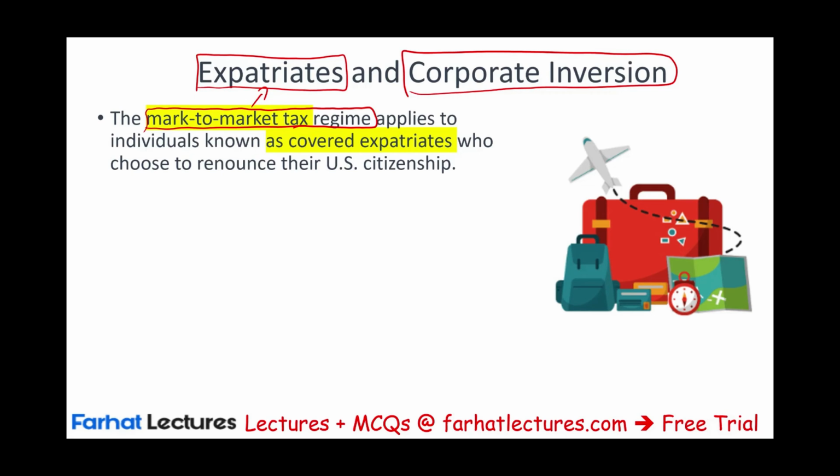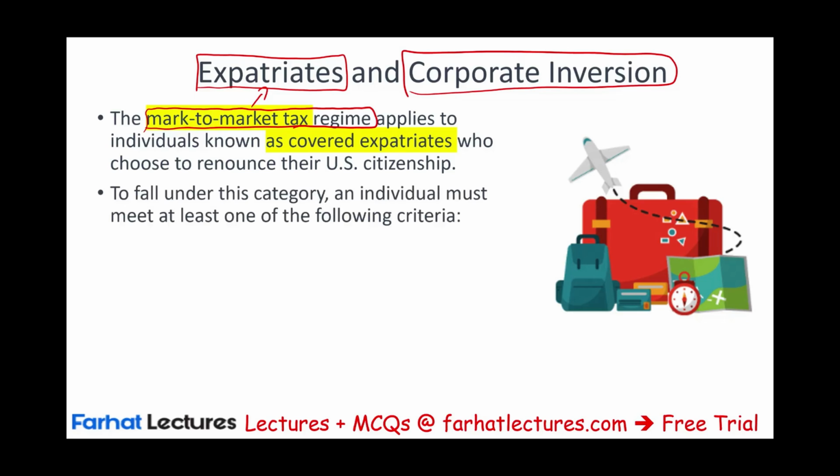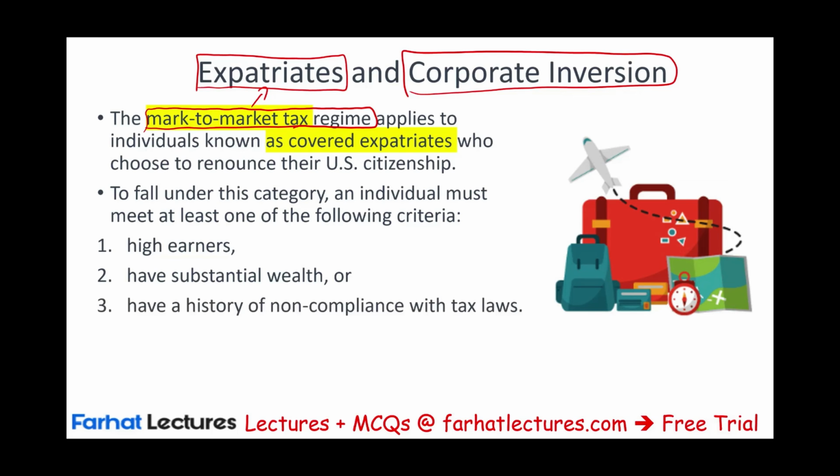Now, not everyone that renounces their citizenship is qualified to be under this tax regime or those tax rules, but we have to know who. So to fall under this category, an individual must meet one of the following criteria. They must be high earners, making a substantial amount of money. They have substantial wealth, even if they're not making income. Or they have a history of non-compliance with tax laws. Why do we do this? What's the logic behind this?